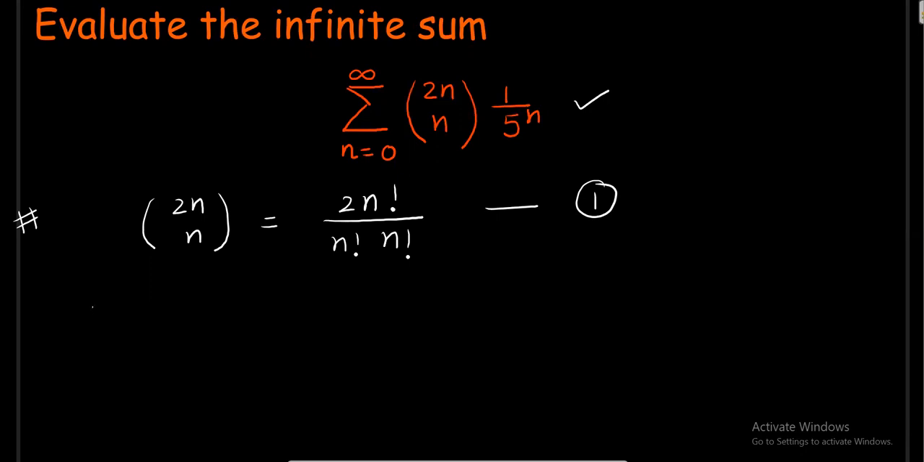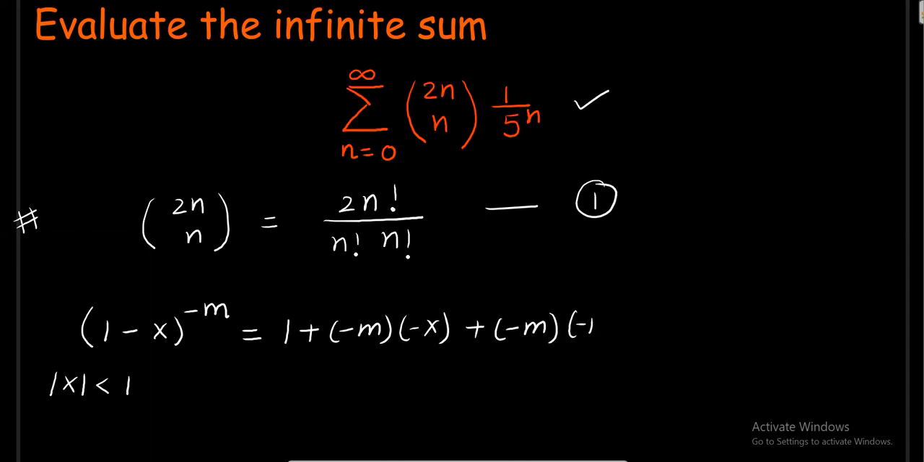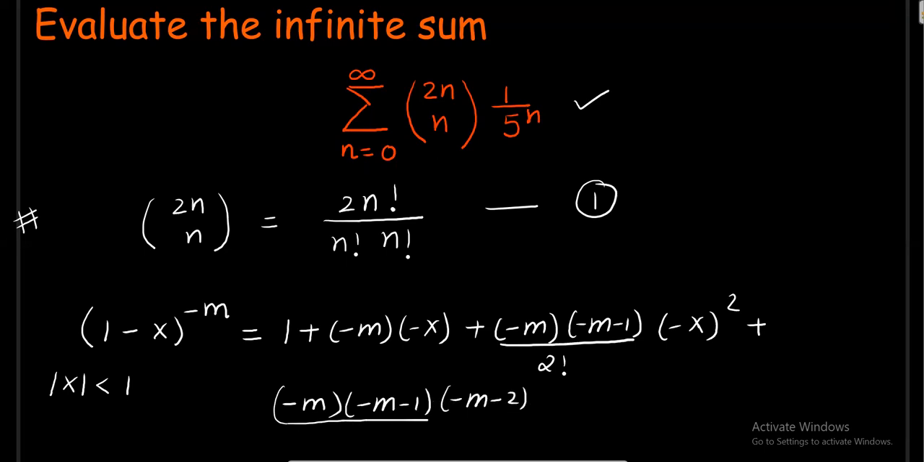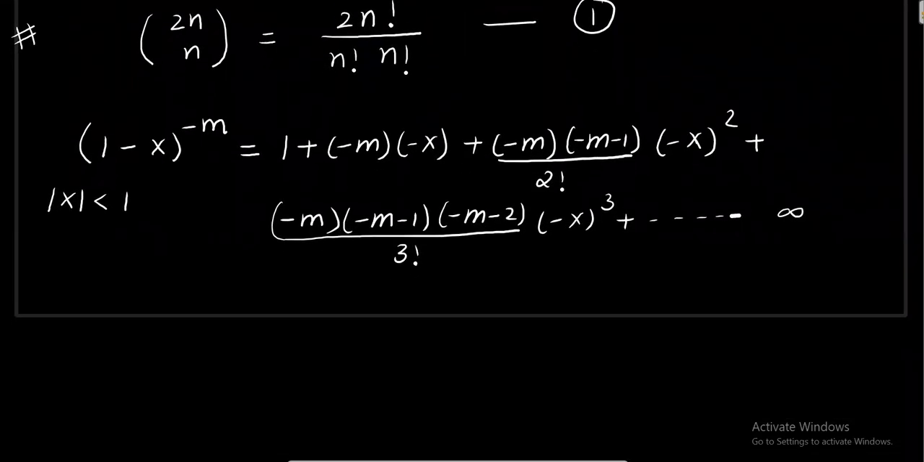To get the sum of this series, I'm going to start with the expansion of (1 minus x) whole power minus m, where m is an integer that I have taken, or in fact m can be any real number. It can be a fraction as well. So now I'm writing the (1 minus x) whole power minus m expansion, only keeping in mind that the value of mod x is less than 1. Proceeding, the expansion turns out to be 1 plus minus m into minus x. Then we have the next term, minus m multiplied by minus m minus 1 whole divided by 2 factorial into minus x whole square. Coming to the third term, this is minus m multiplied by minus m minus 1, the next factor minus m minus 2, divided by 3 factorial and multiplied by minus x whole cube, and so on till infinity. This is the expansion for (1 minus x) whole power minus m, which I'm going to write in the sigma notation form.